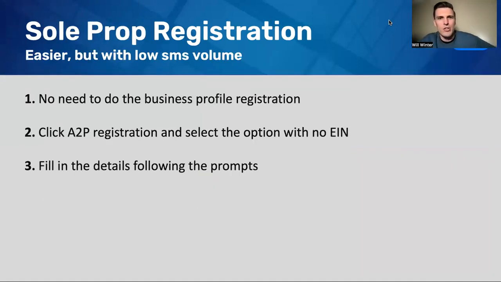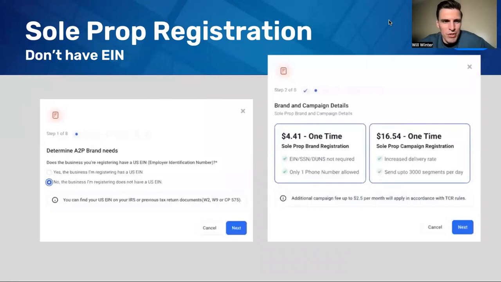Sole proprietor registration. This is the second type, people who do not have an EIN. It's easier, but with low SMS volume. You're going to go through the same steps, but instead click no EIN and then just follow the prompts. I'll walk through that same step with you here. You can see no, don't have an EIN, one-time registration for brand, one-time registration for campaign. And in this case, the sole proprietor registration is lower, $250 per month, but you have a lot more limitations on what you can do.